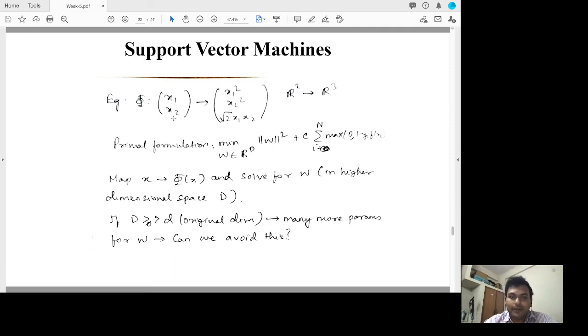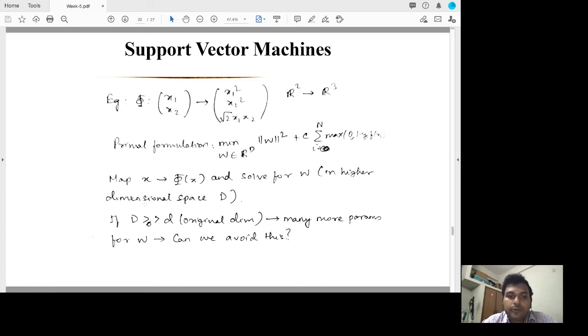Okay, so let's say your x1 and x2 were there and you want to go to the 3D space in this way: x1 becomes x1 square, the second coordinate becomes x2 square, and the third coordinate becomes root 2 times x1 x2. And your primal formulation, as you saw, is here, which is minimization over w belonging to R^d of norm of w square plus C times the max term, whatever was there before.